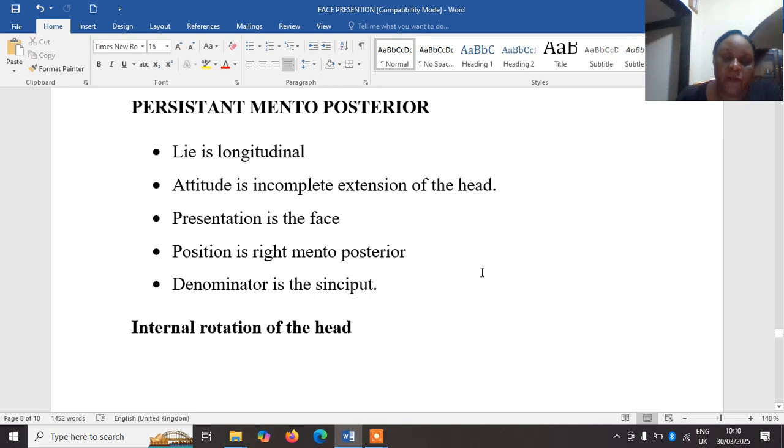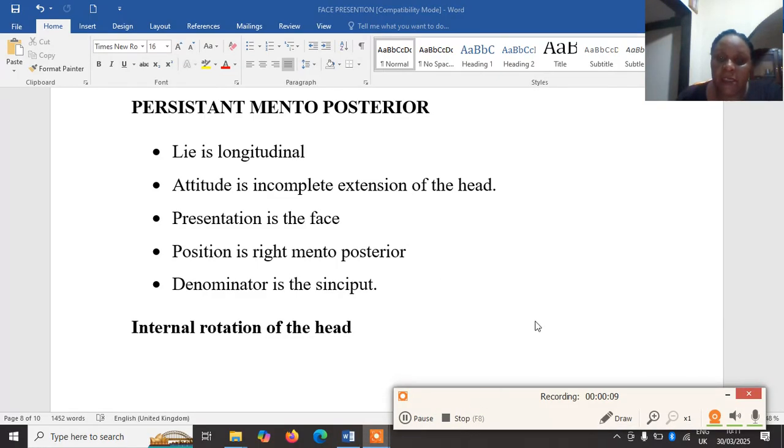Talk of the face presentation, the main term we said was the denominator. And the mentum being the denominator, there can be times when we get a persistent mentoposterior position. And how does it happen? When you look at its mechanism, usually it is the same.